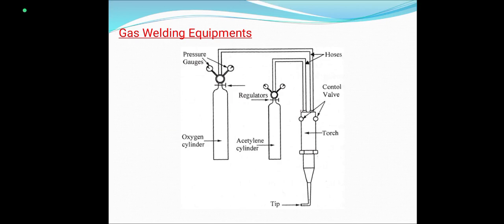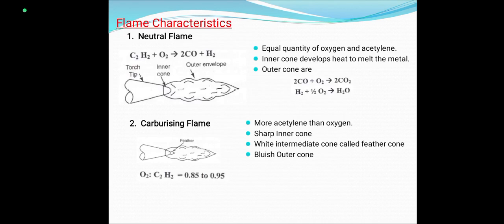Gas welding equipment: oxygen cylinder, pressure gauges, acetylene cylinder, regulators, hoses, control valves, torch, tip. These are the main equipment for gas welding.